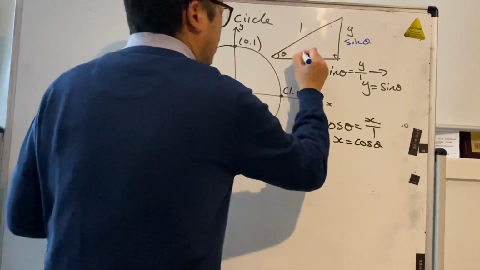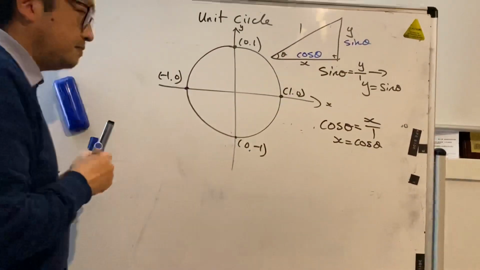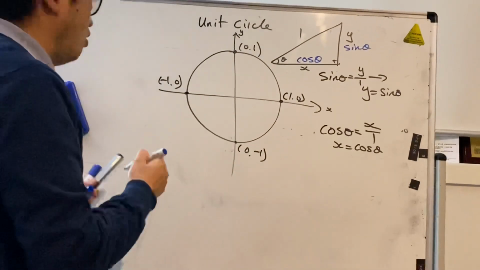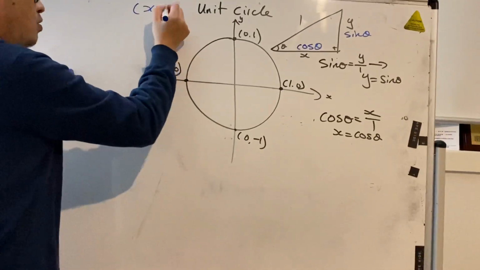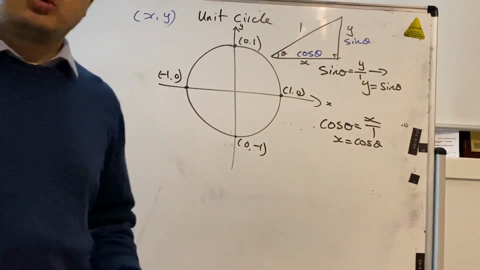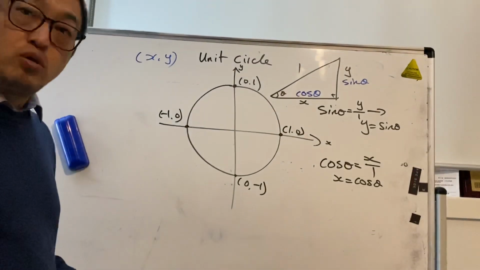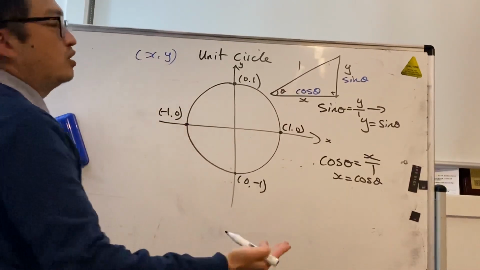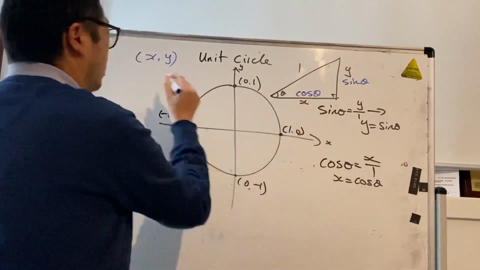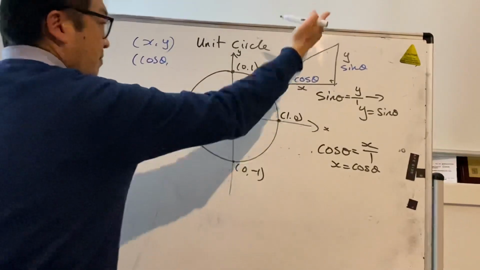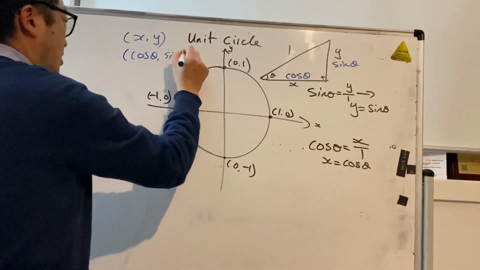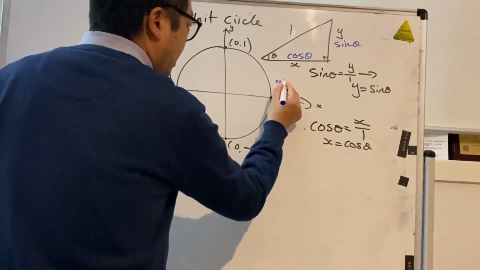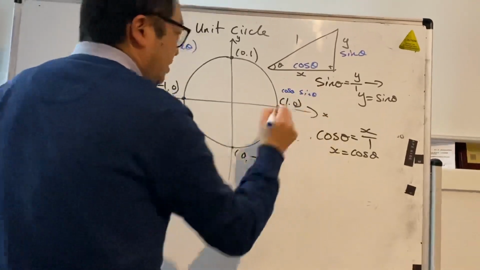Now I'm going to write down x equals cos theta here. Now when we represent a point, we always write the point as (x, y), right? Even from year 7, when we start to introduce the Cartesian plane, we know that the point is always represented as (x, y). Now what is x? Based on what we just said, x is cos theta. What's y? y is sine theta. Bingo. So this one is cos theta, this one is sine theta.